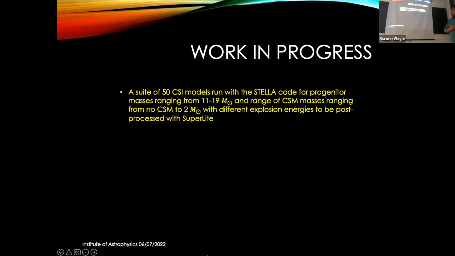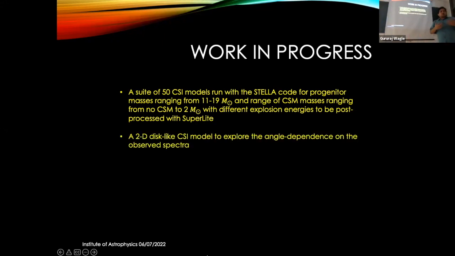So, moving on to the work which is in progress. Now that we have a code which is producing the spectra, we have a suite of 50 models which are run using the Stella code. We would like to run different scenarios through SuperLite and produce spectra for these models. We also want to work on a 2D model. Since SuperNew is a 2D code and SuperLite also has 2D and 3D capabilities, we would like to explore how a 2D model with a disk of circumstellar material produces spectra at different viewing angles, and how that compares with the observed spectra. And in general, we want to study and compare the models of H-rich and H-poor circumstellar interactions and compare them with the observed spectra.